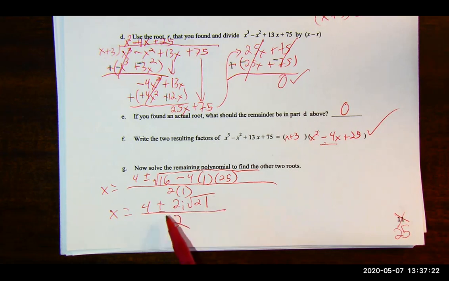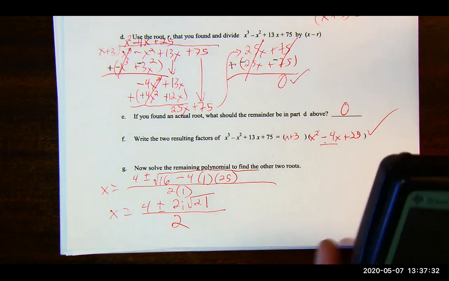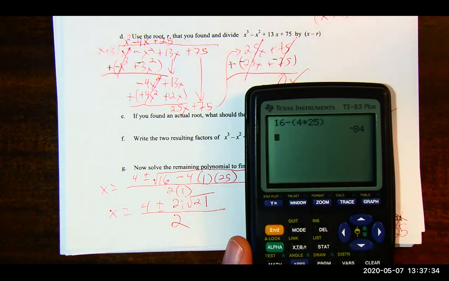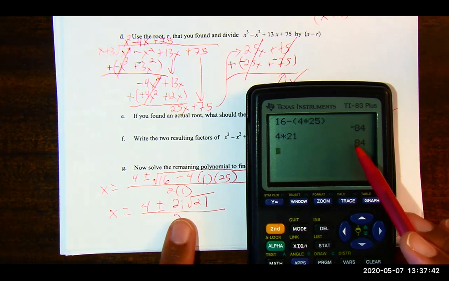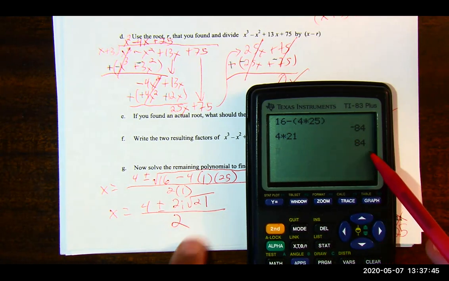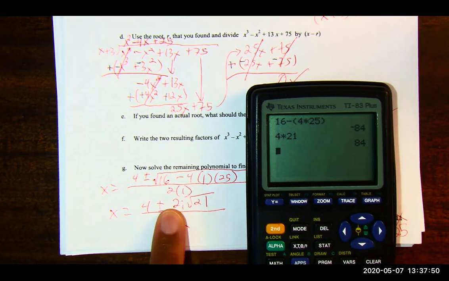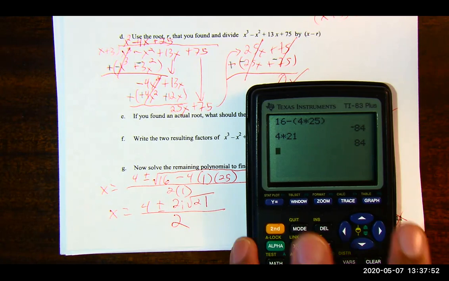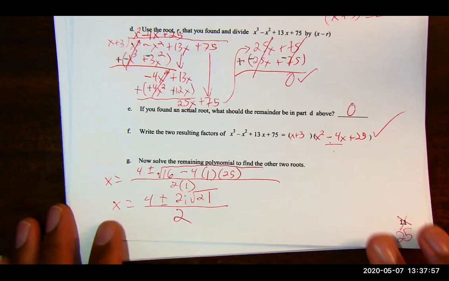Square root of 4 is 2. Let's look and see what 4 times 21 is. Let's just figure this out. 16 minus 4 times 25 is negative 84. 4 times 21 is 84. So the negative sign came out as the i. I factored out 4 times 21. So I pulled that 4 and took the square root of that 4, and the 2 is out here, leaving 21 behind because 21 is not a perfect square.